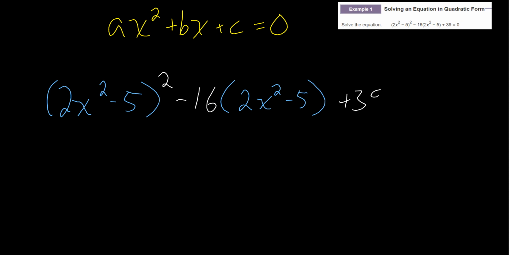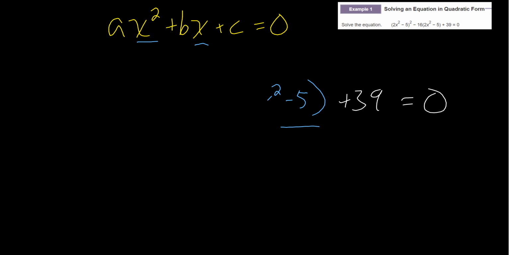Okay, so maybe this might help you see that in this particular equation, let's have a be 1, because it technically is. We can see that this is definitely in the form of ax squared plus bx plus c. It's just that in this particular case, the x term is 2x squared minus 5. So we're going to do some substitution here, and we're going to pretend just for a little bit that the 2x squared minus 5 is the x.